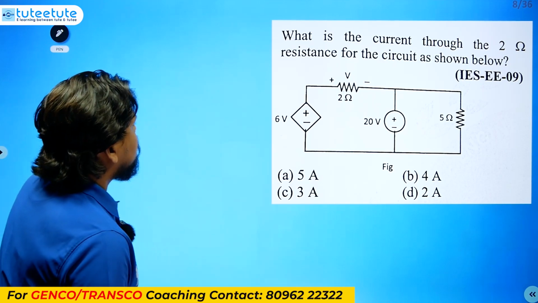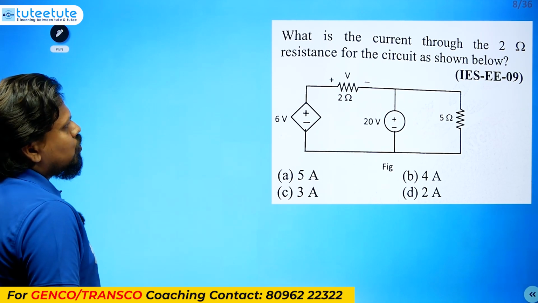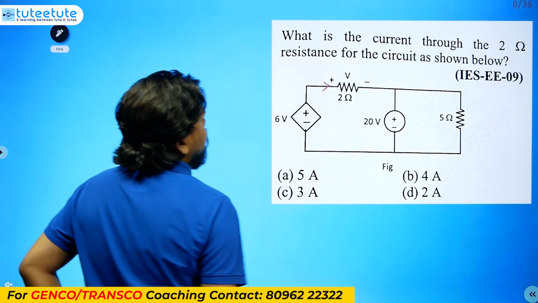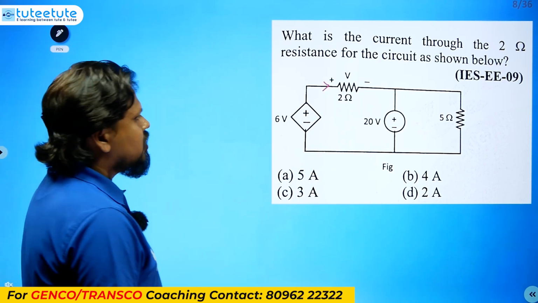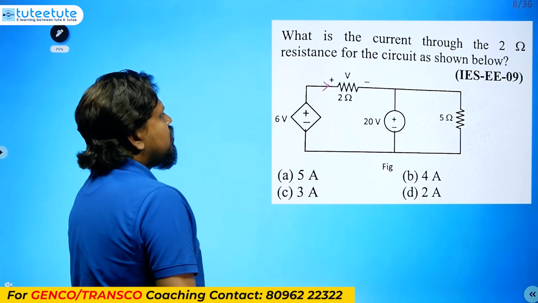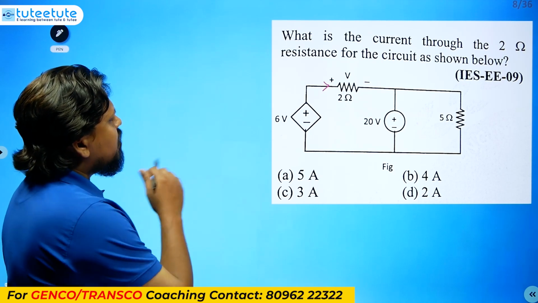See what they are asking. The current through the 2 ohms resistance. They are asking for the current through this one, in either direction. They have not mentioned any direction, so let's consider some direction. We need to find this current, and we have a dependent source here.